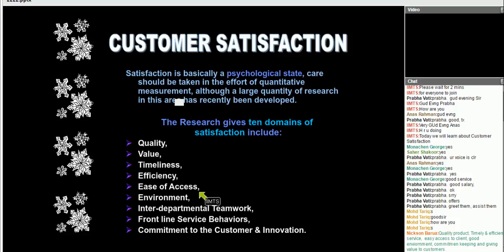right? That's why nowadays many organizations have their customer service BPOs, where the people are available round the clock for solving their customers' queries 24 by 7.